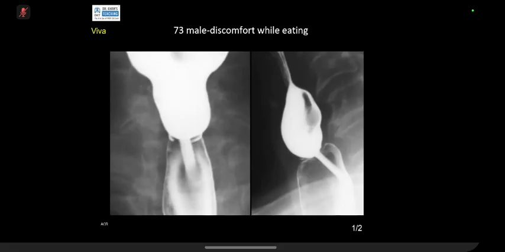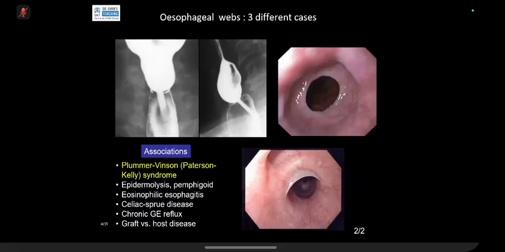Yes, Madam Radiologist. Web. And by the way, we see them quite often. And for gastroenterologists, please remember this: Plummer-Vinson. This is your exam question. So you will see them in Plummer-Vinson. If on endoscopy, this is the type of picture. Basically, these are mucosal folds. There is no muscularis or anything.